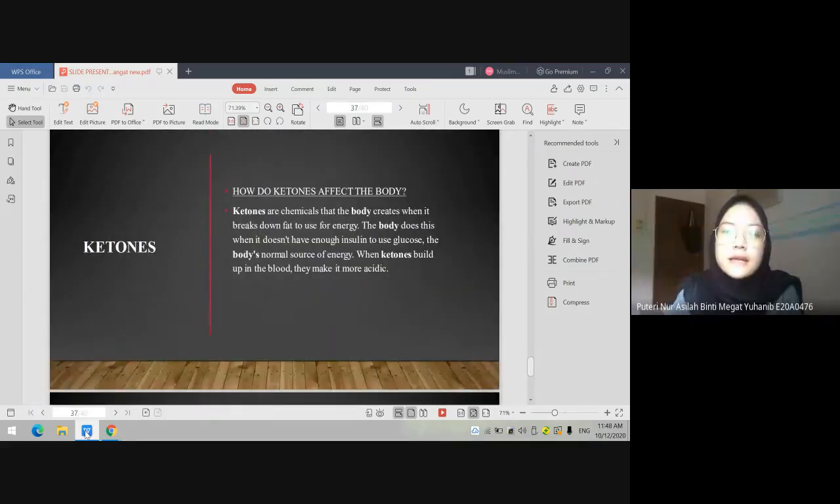How do ketones affect the body? Ketones are chemicals that the body creates when it breaks down fat to use for energy. The body does this when it doesn't have enough insulin to use glucose, the body's normal source of energy. When ketones build up in the blood, they make it more acidic.